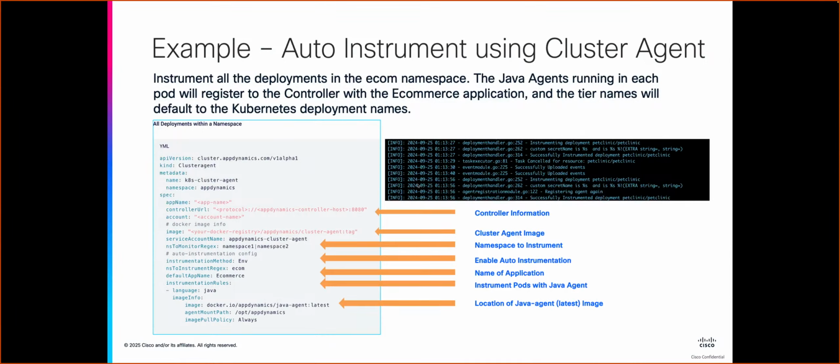Now, when we're auto instrumenting, there are some things that you have to fill out. This is a YAML that is a part of the cluster agent. And this is basically where you define all of that same stuff that you were trying to in the config map. Basically pointing everything to the right controller, making sure that it is mapped correctly or modeled correctly.